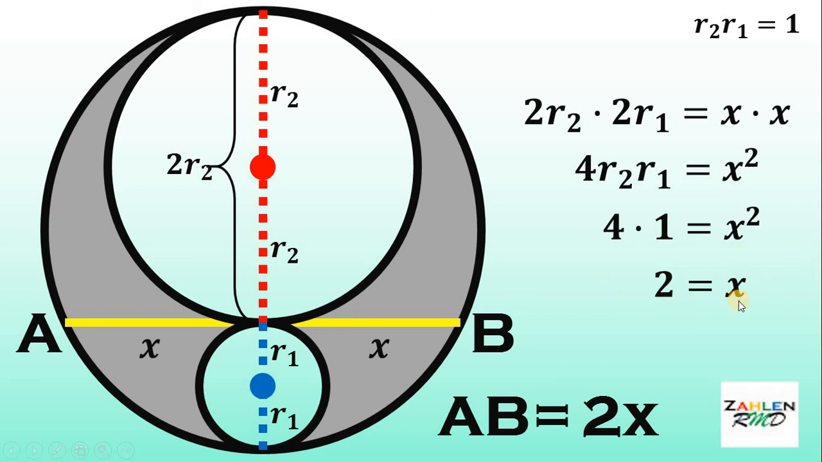Now, since we have the value of x and the length of segment AB is equal to 2x, therefore, the length of segment AB is equal to 2 times 2, or simply 4 units. And we're done.